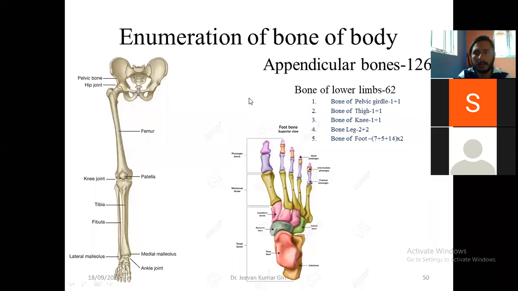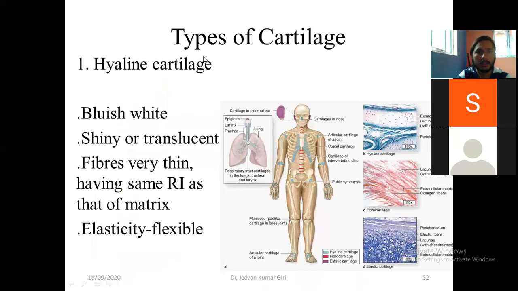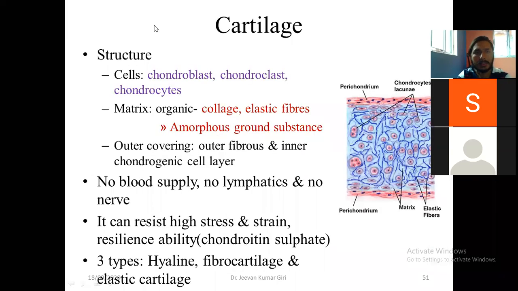Next heading, that is the cartilage. Okay. So see here cartilage, it is a component of the skeletal system, isn't it? This cartilage is also a connective tissue only. So it is a type of connective tissue.